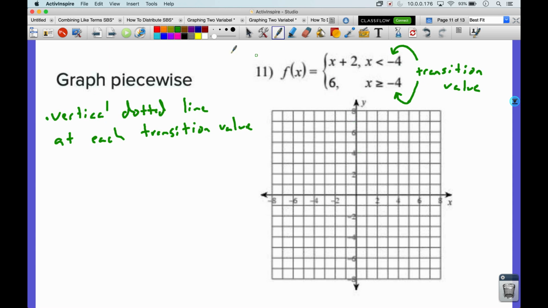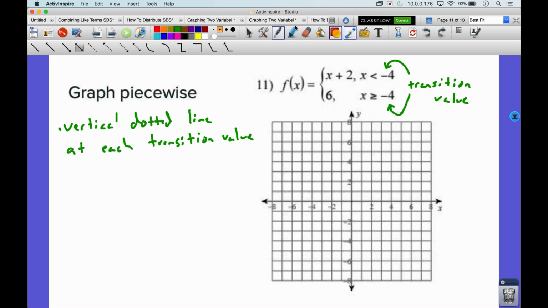These lines are not part of the actual graph. They just help guide us. A dotted line is never part of a graph. It's always just a guide, even like when we were doing those linear inequalities. It was just a boundary that we're not included. So this is going to help show us where we switch over from one line to the other.